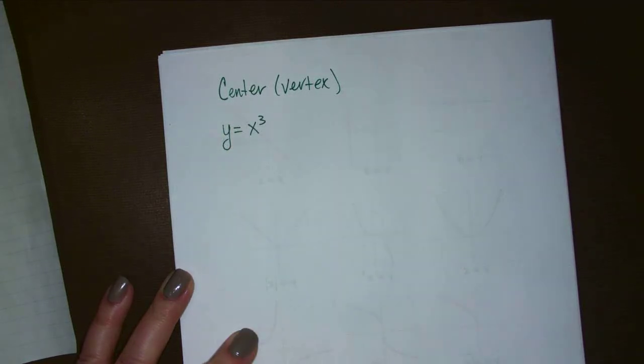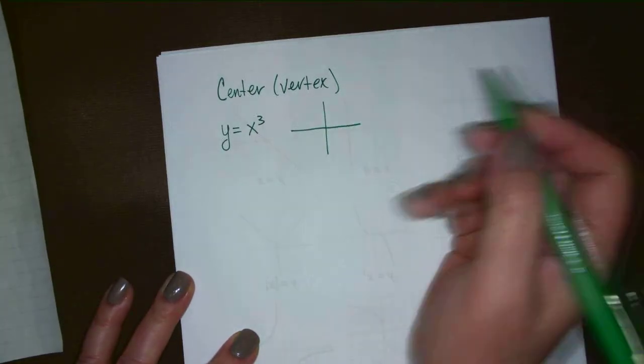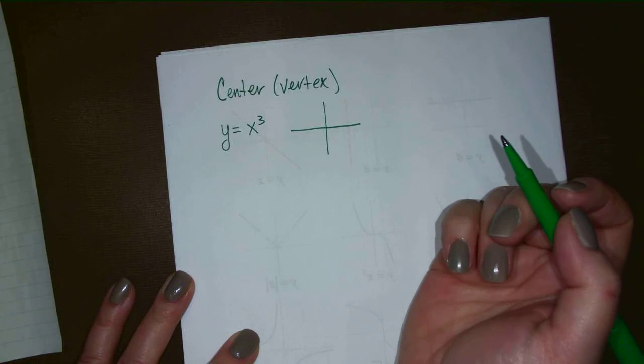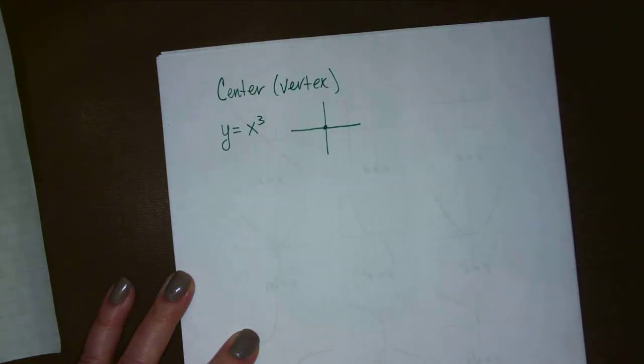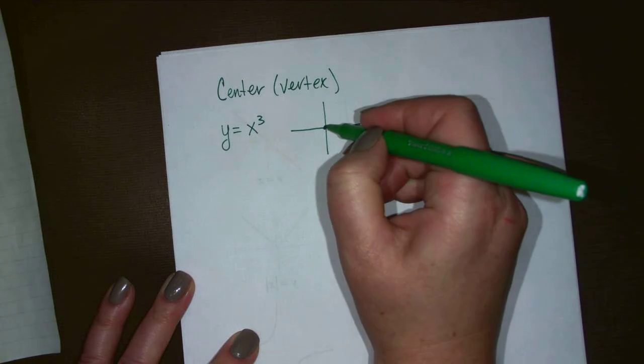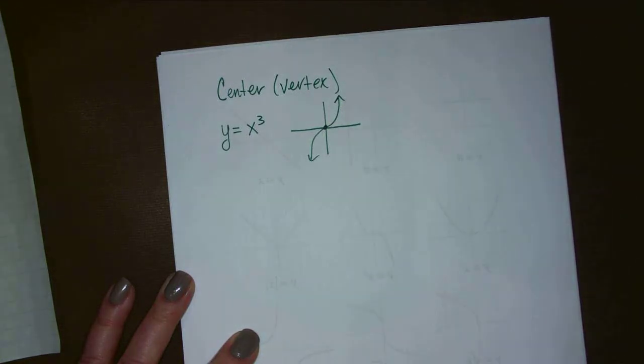So we'll do a couple of cube graphs. So for the regular basic graph of x cubed, we draw the center, and then it's a half a parabola up and a half a parabola down, and you're done. So you start at that center.